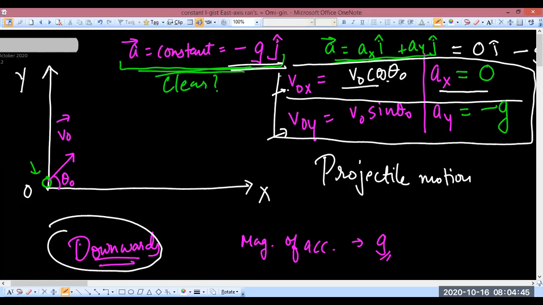That is because Earth only attracts objects downwards, that is towards the negative y-axis, neither left nor right, not sideways, not horizontal, okay.